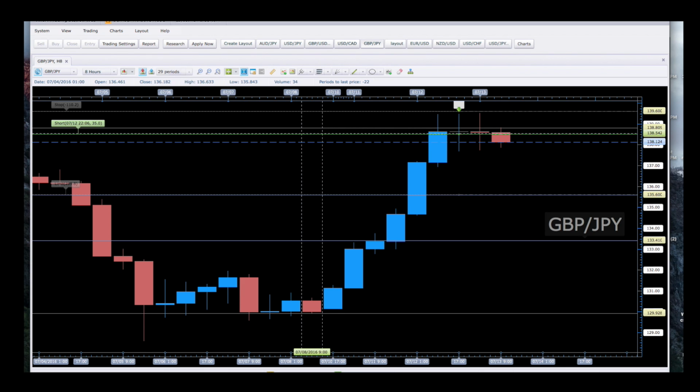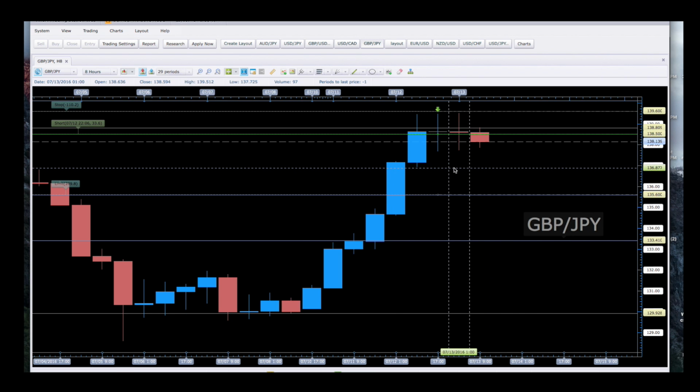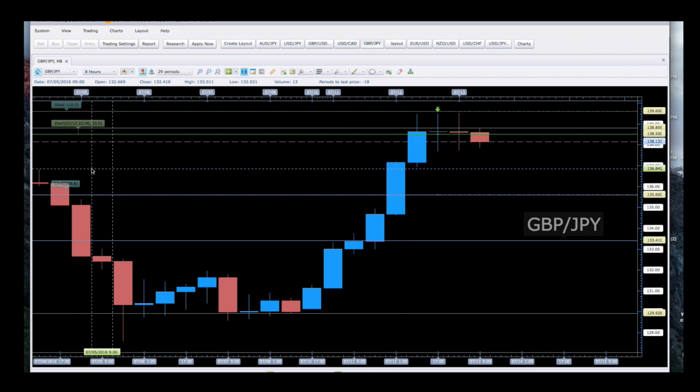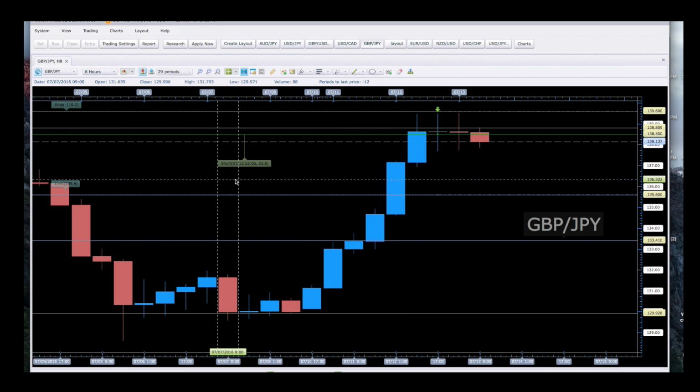Today is July 13th, 2016. It's 10:45 a.m. 10:47 a.m., excuse me, to be exact, U.S. Eastern Time. Right now, we're looking at the pair pound yen, in which I'm currently in a short position. This is a live trade. We are heading in the right direction.